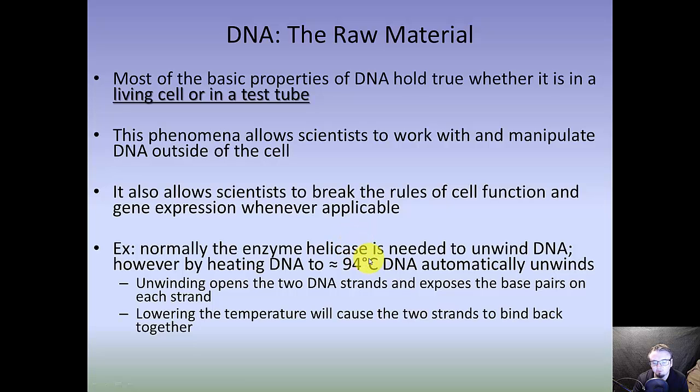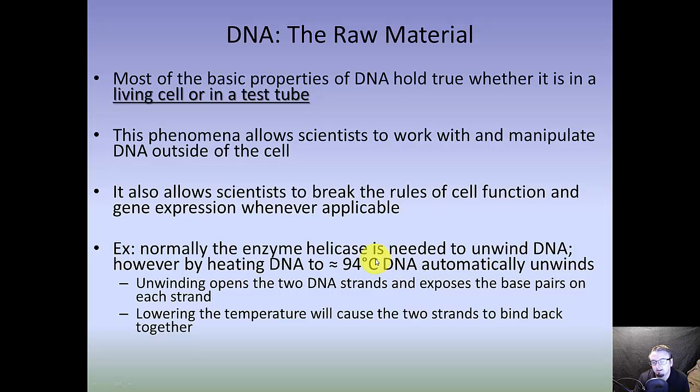Now, why that's an advantage, and really you can't necessarily do that inside of the cell, not as easily, because if you start heating things up to 94 degrees Celsius, many organisms start to die. I mean, that's about boiling. That's close to 200 degrees Fahrenheit. So you can't necessarily do that inside of a cell, but you can if you take the DNA out.